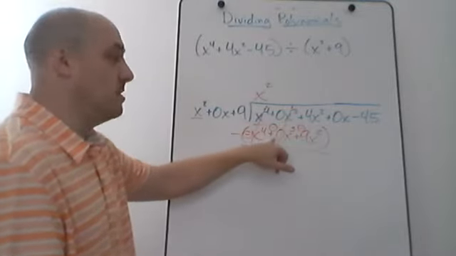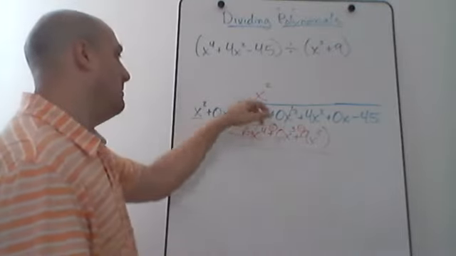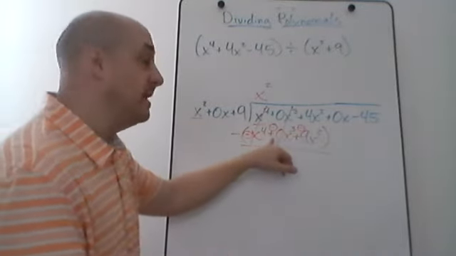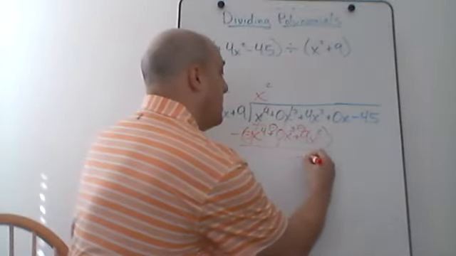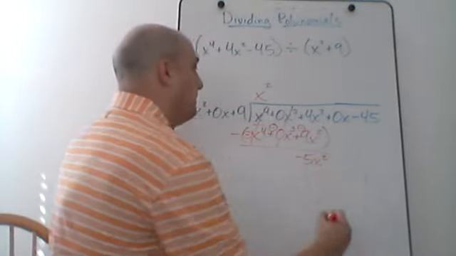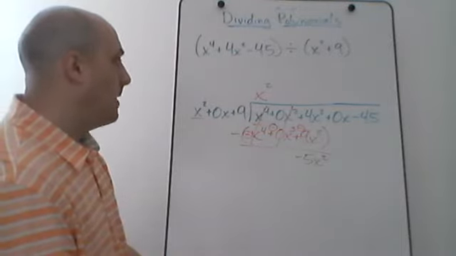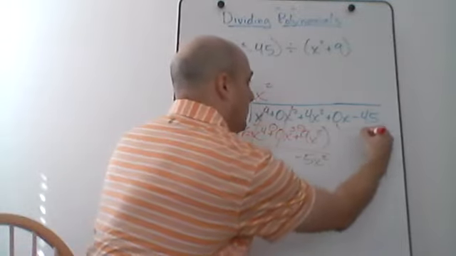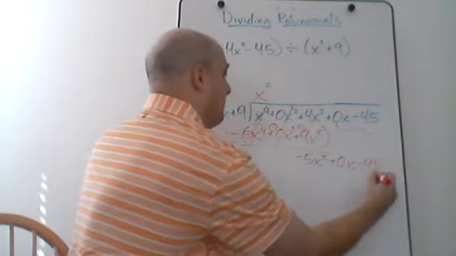Sometimes it turns out you just get a 0x to the third, so it's not even necessary for it to be there. But if this had turned out to be something else, then we would have needed to have it there. All right, and then I have a 4x squared minus 9x squared. That's going to be a negative 5x squared. So 4 minus 9 is negative 5x squared. Okay, and then I bring down the rest of my stuff here. So I get plus 0x and then minus 45 from that.